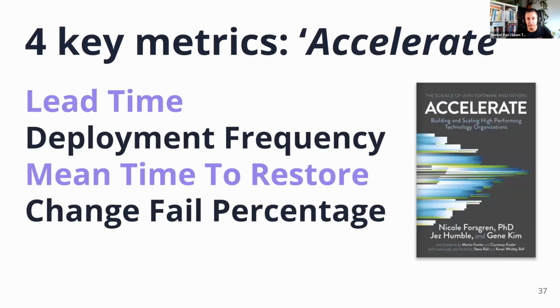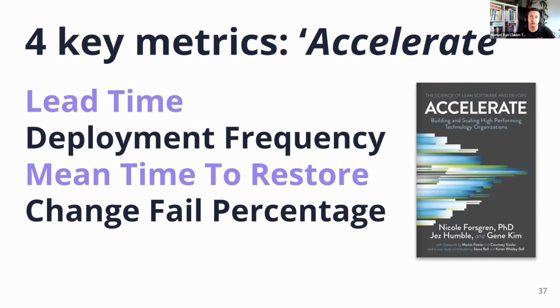And there are four key metrics in the Accelerate book. Maybe you've all heard about them by now, but just to remember: lead time, deployment frequency, mean time to restore, and change fail percentage have been shown to correlate with high performing teams and better business outcomes for hundreds, if not thousands, of organizations.